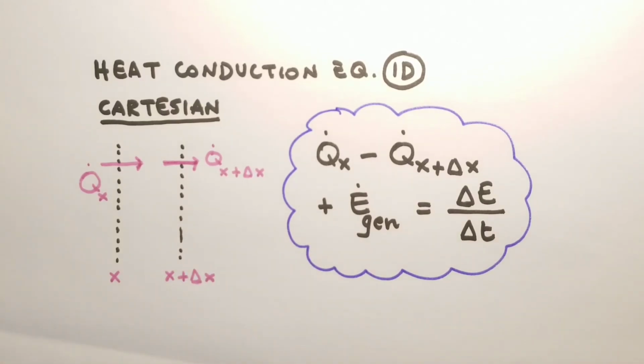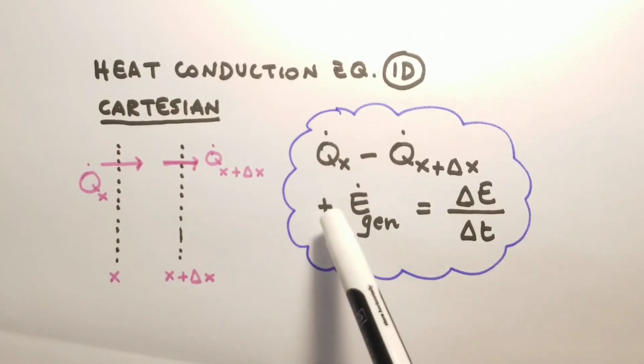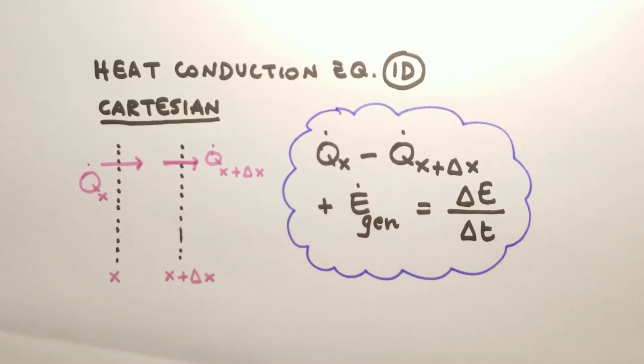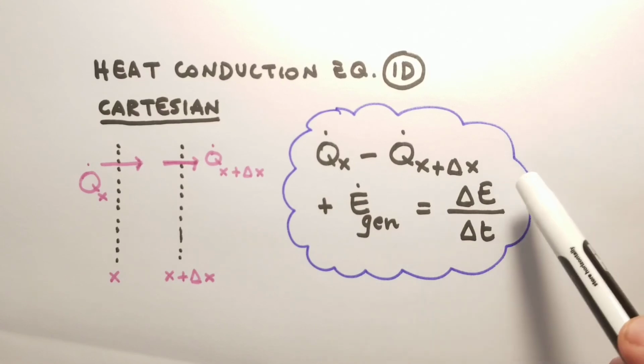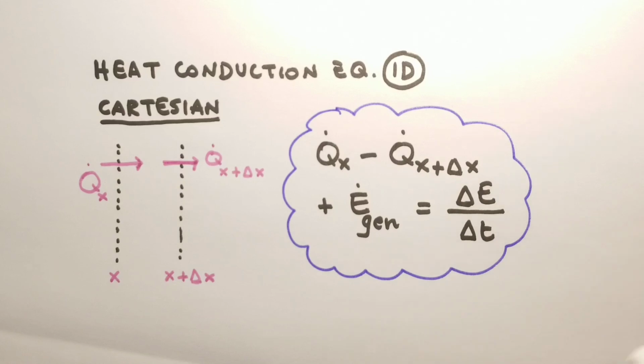So we can write the first law of thermodynamics, that is the conservation of energy. In this case, we have Qx minus Q at x plus delta x, plus some heat generation may occur inside the volume. That's equal to delta E divided by delta t, the change of thermal energy within the system.